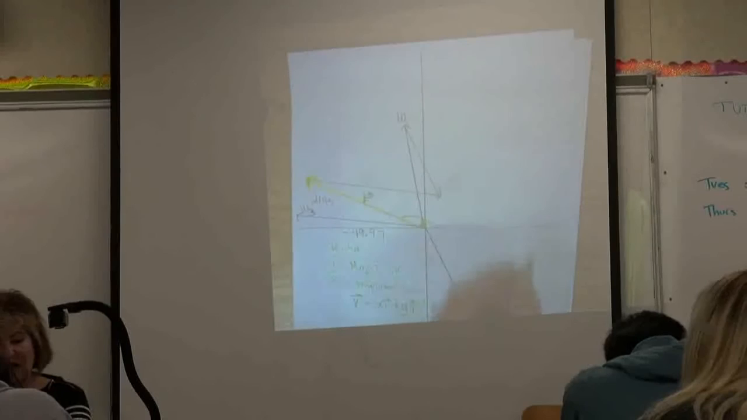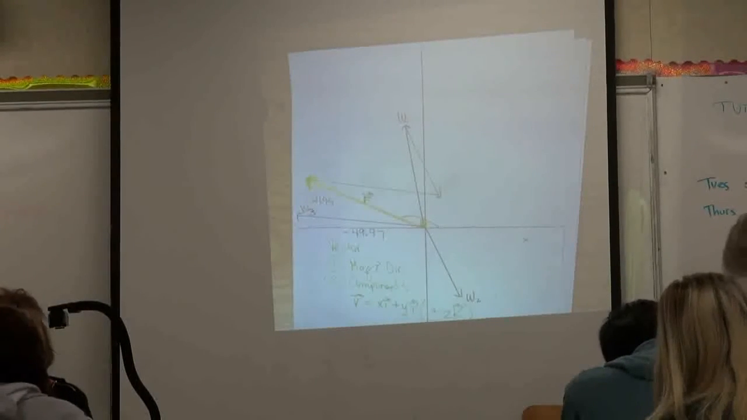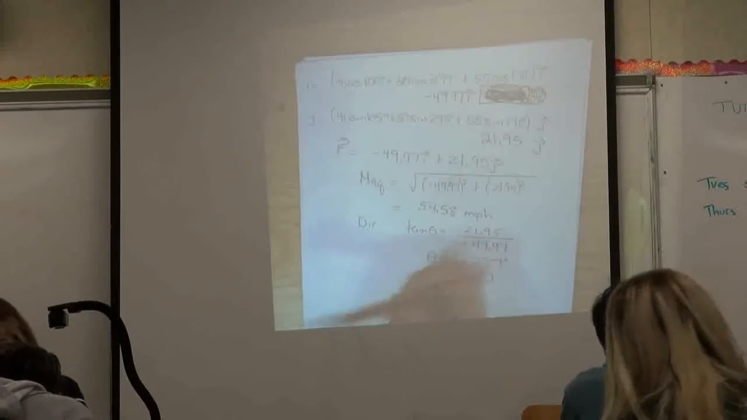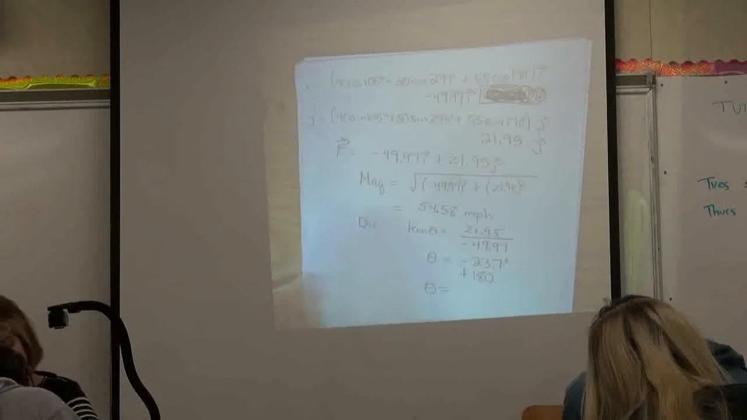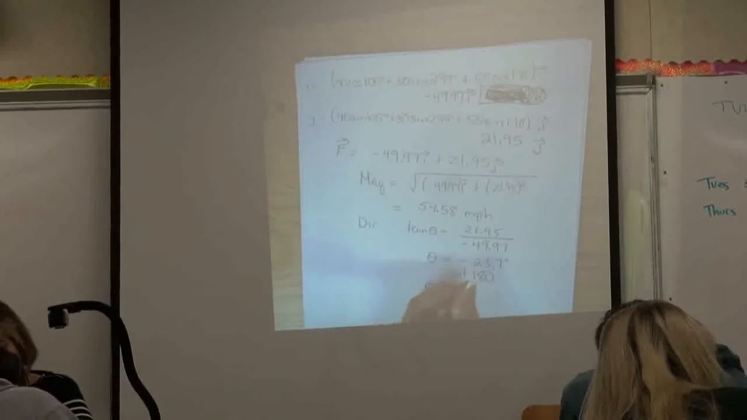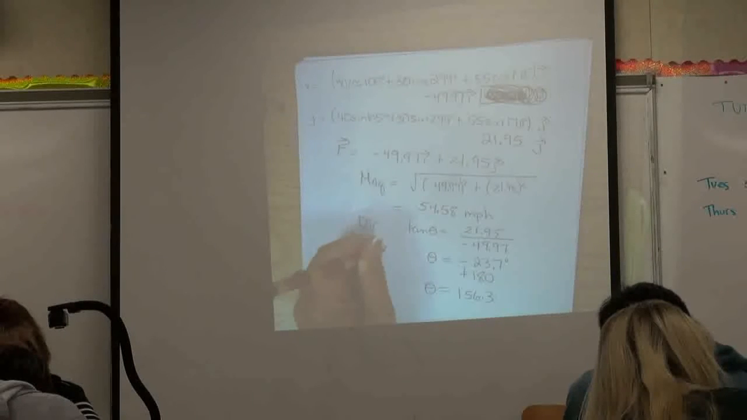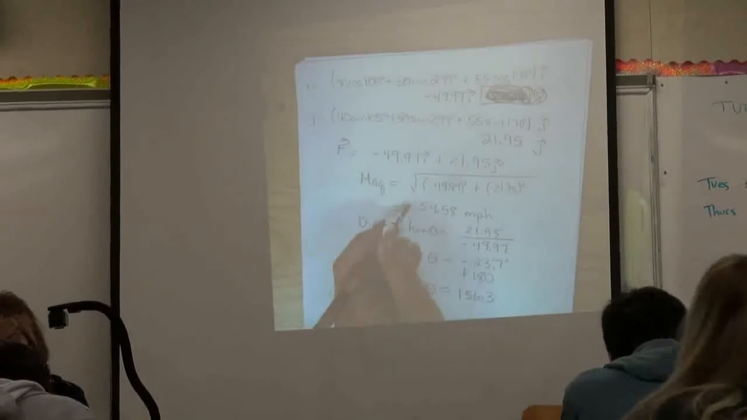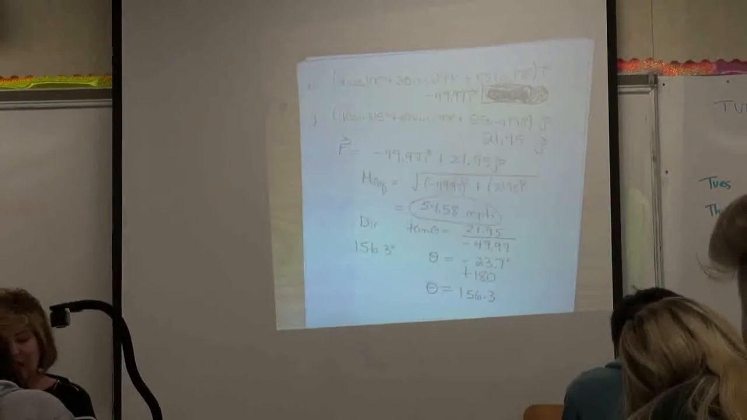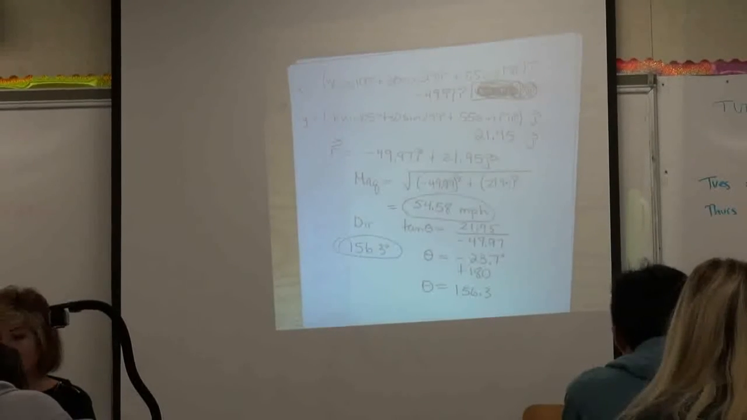However, that angle is not in the right quadrant whatsoever. What do we have to do to it? Add 180. When you add 180, what do you get? 156.3. So we found out that our resultant wind is blowing at 54.58 miles per hour in a direction of 156.3 degrees.